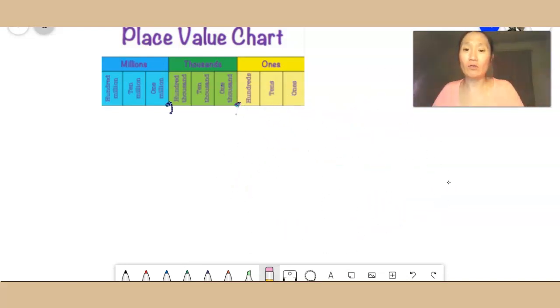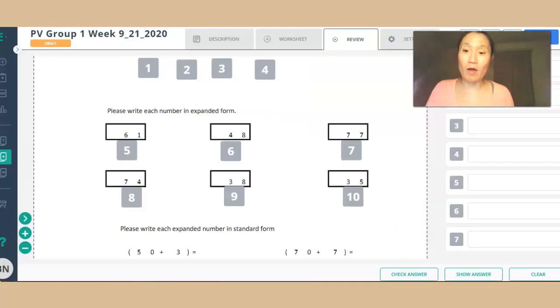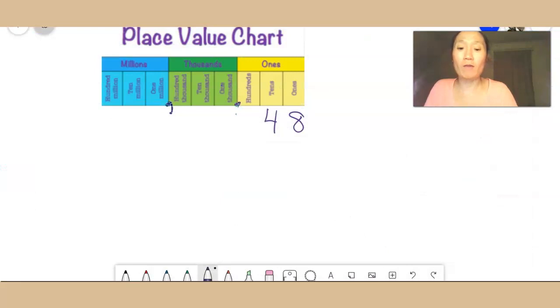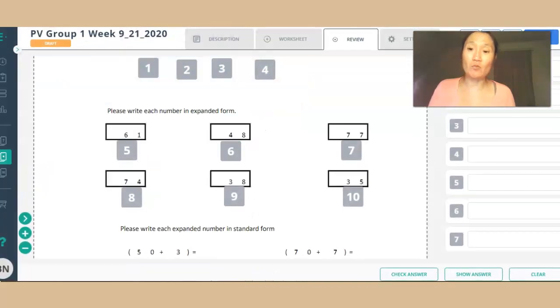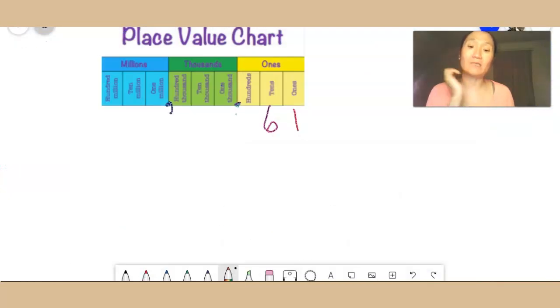All right, so let's look at it. I have the number 4 and 8. Okay, let's work out this first problem here. Oh, actually, I'm going to do the problem that's right there. So that's going to be 61. So we're going to do 61. Okay. And if you look here, the problem says 61. So we're going to write that in expanded form.